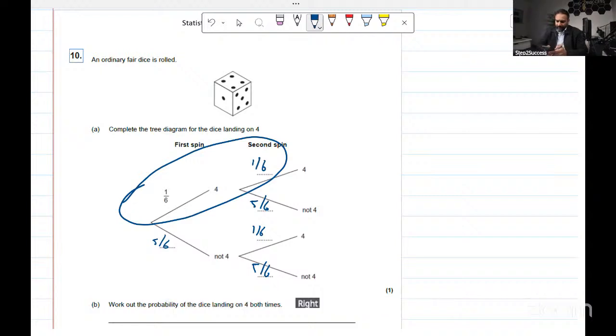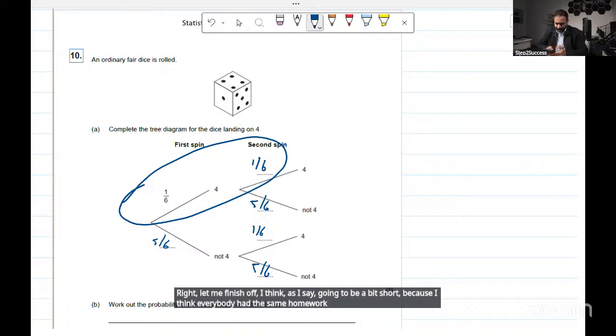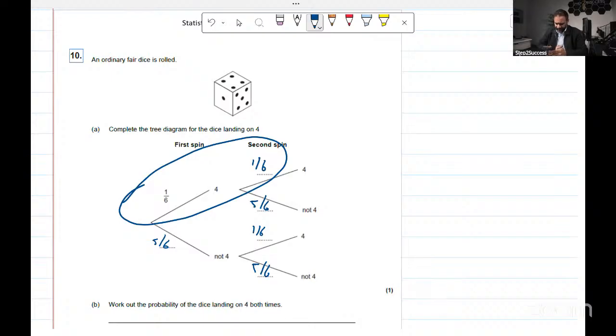Right, let me finish off. I think, as I say, it's going to be a bit short because I think everybody had the same homework and there's not many questions. It's horrible. So these questions, yes. Yes, I'll do those. I don't know about the second one.